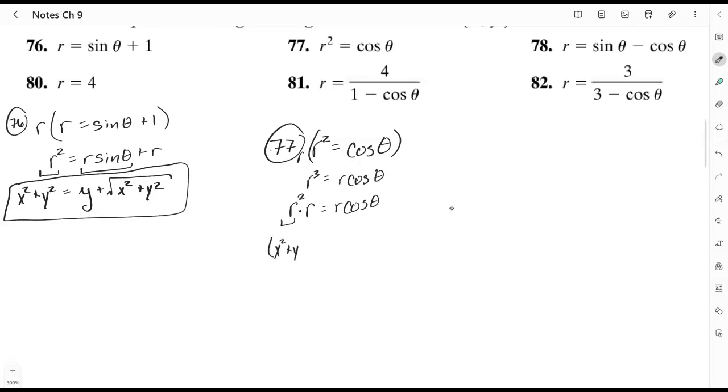So this is x squared plus y squared. This guy is the square root of x squared plus y squared. And this is equal to x. So we have x squared plus y squared to the 3/2 power is equal to x.